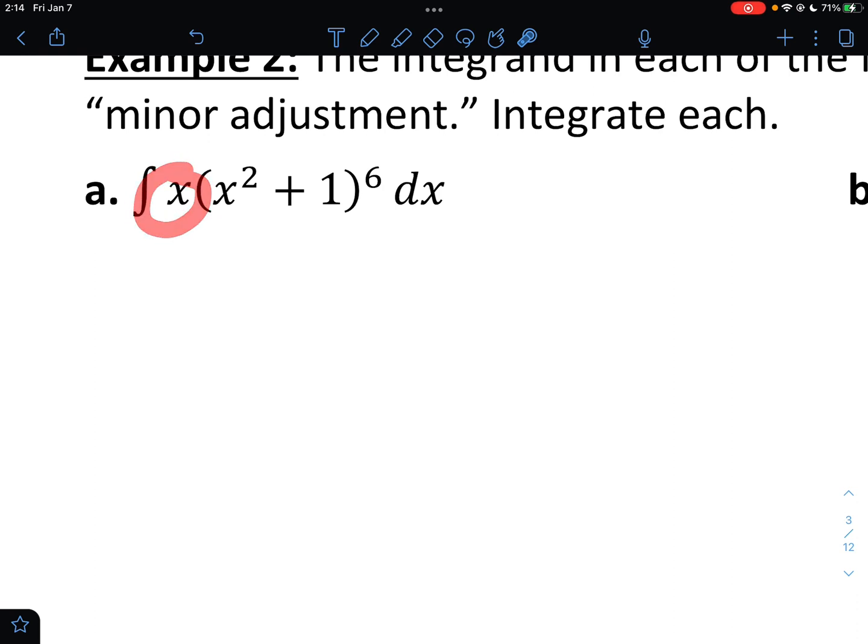Just x on the outside. Well, the derivative of this would be 2x. We don't see a 2x here, but like I said, if we're just missing a constant, we can adjust to that. Let's take a look at how this works.